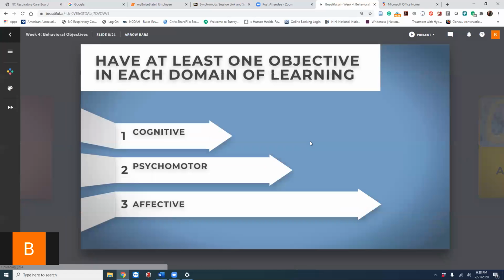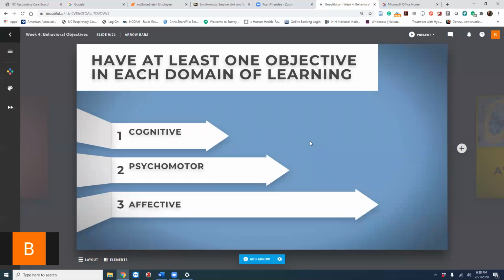We also have to set objectives at the cognitive, psychomotor, and affective level. Now, I think everybody knows the cognitive and, of course, the psychomotor. What's the affective? Anybody? What is the affective domain? Is that like confidence? No, close. Because I know that affect is kind of like your mood or something. There you go. Yes, behavior. You're right. Exactly. How do you want them to act?